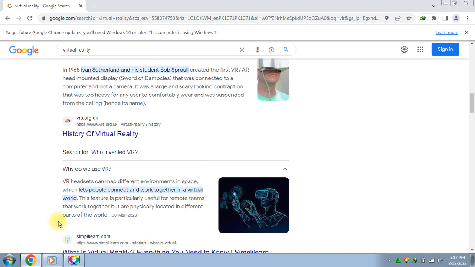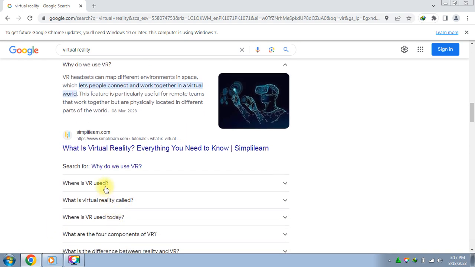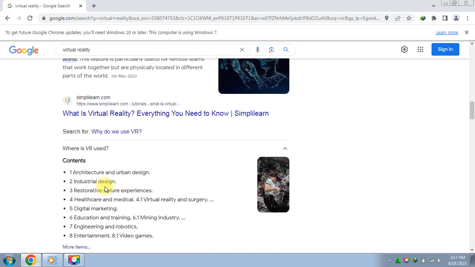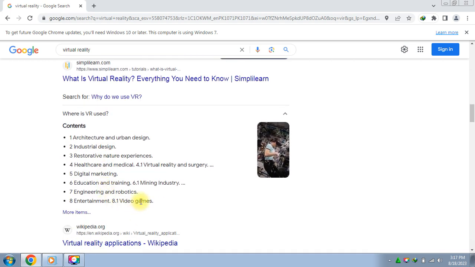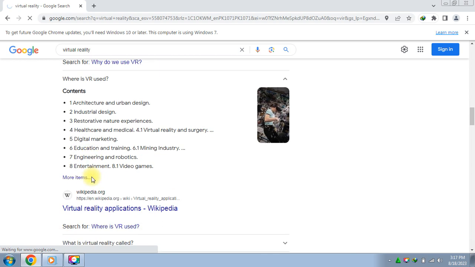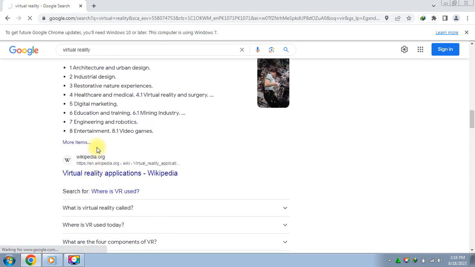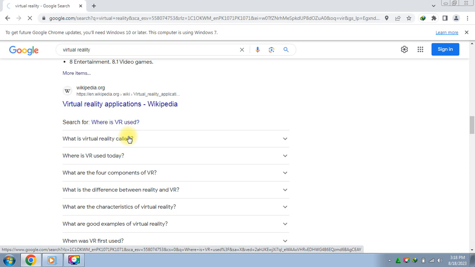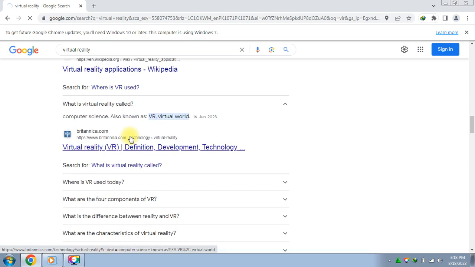And the other question is, why do we use VR? A VR headset can map different environments in space, which lets people connect and work together in the virtual reality world. And another question is, where is VR used? Number one is agriculture and urban design, industrial design, research in healthcare, digital marketing, education and training in engineering and robotics, entertainment and video games.